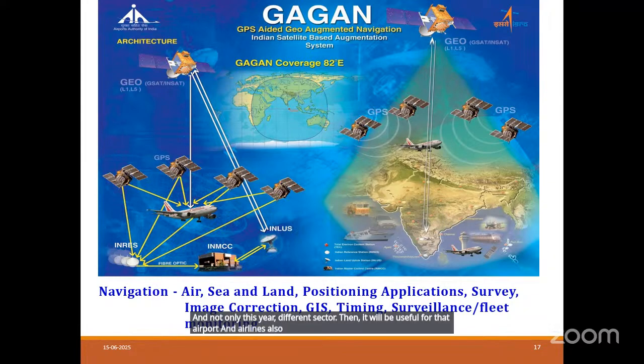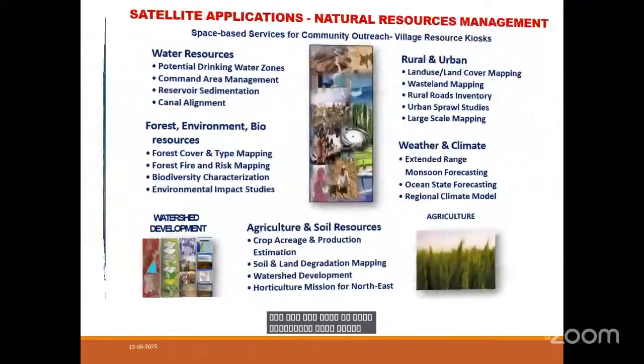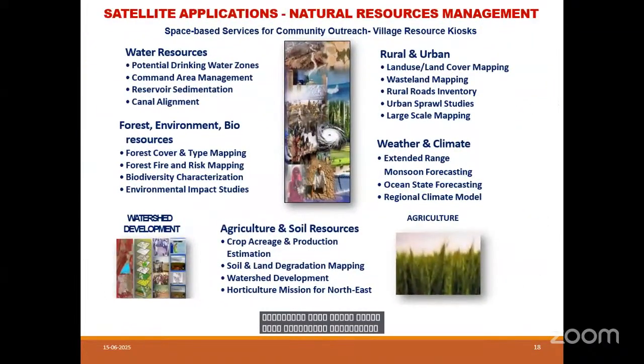Because this Gaganyaan project is combined with the AAI, Airport Authority of India, as well as ISRO. Combinedly they are doing it. That will be very useful for our nation. And then satellite applications. So what satellite applications are we having? Already I told you many things: water resource, environment, agriculture, then weather, climate, rural.